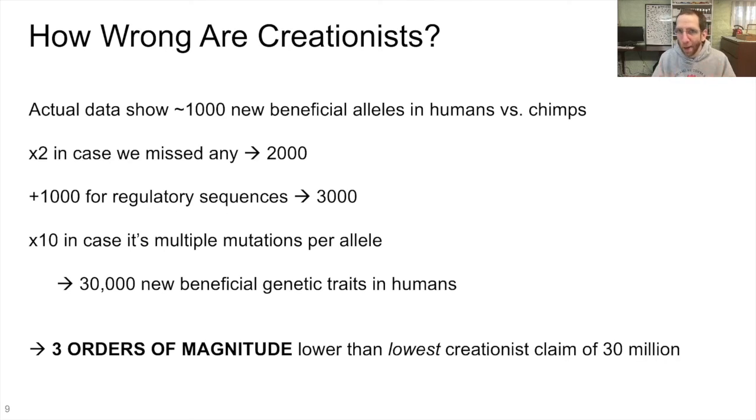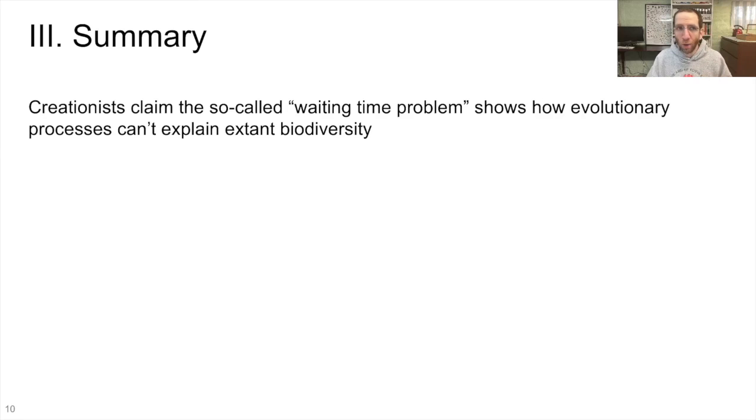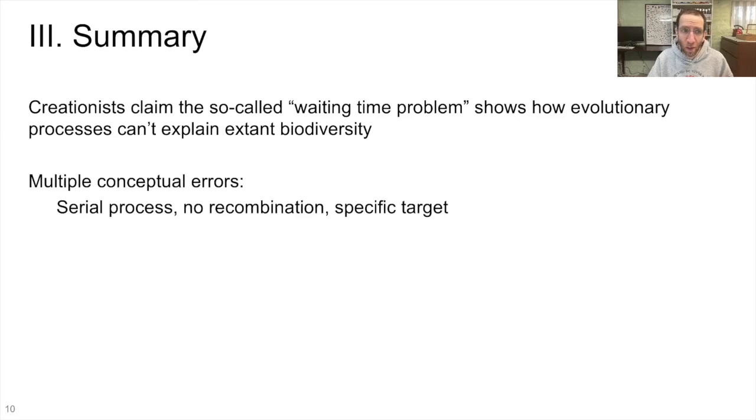So is there any merit to the creationist claim that there is a waiting time problem for human evolution? No, it's completely baseless. There is no validity to that claim at all. To summarize, creationists claim the so-called waiting time problem shows how evolutionary processes can't explain extant biodiversity. However, their argument involves multiple conceptual errors, such as assuming serial rather than parallel processes, disallowing recombination, and having a specific target pre-specified, which alone invalidate their argument.